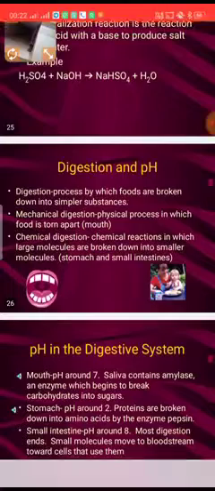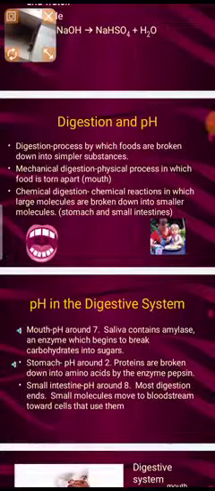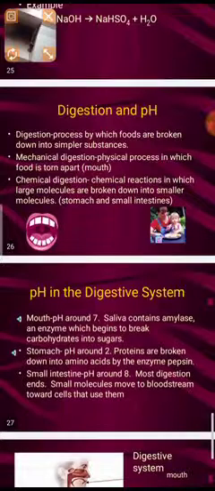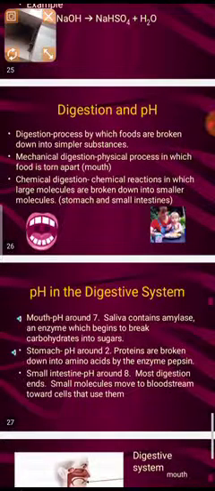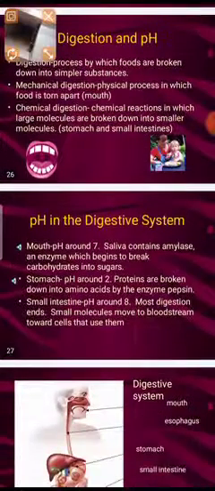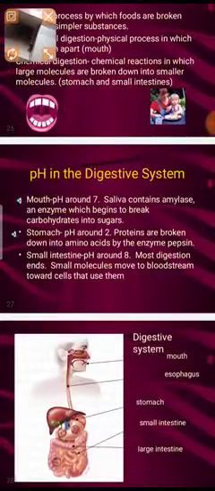Digestion and pH. Digestion is the process by which foods are broken down into simpler substances. We know it clearly. Mechanical digestion is the physical process in which food is torn apart in the mouth. Chemical digestion is the chemical reaction in which large molecules are broken into smaller molecules. The stomach and the small intestine carry out the chemical digestion process. How does pH affect the digestive system? It is like this.